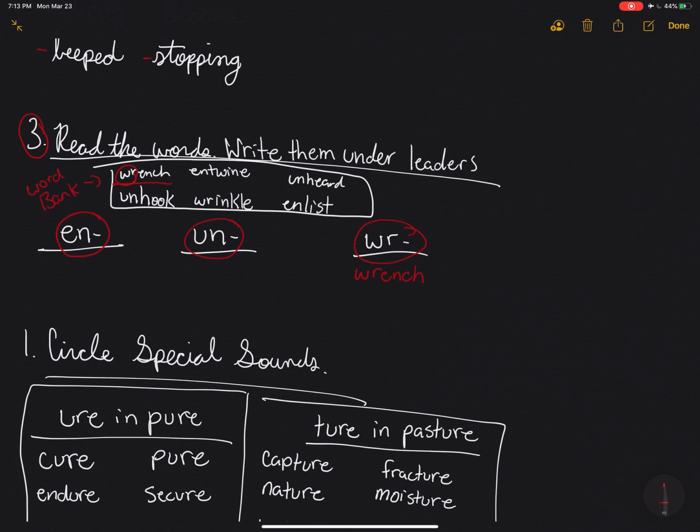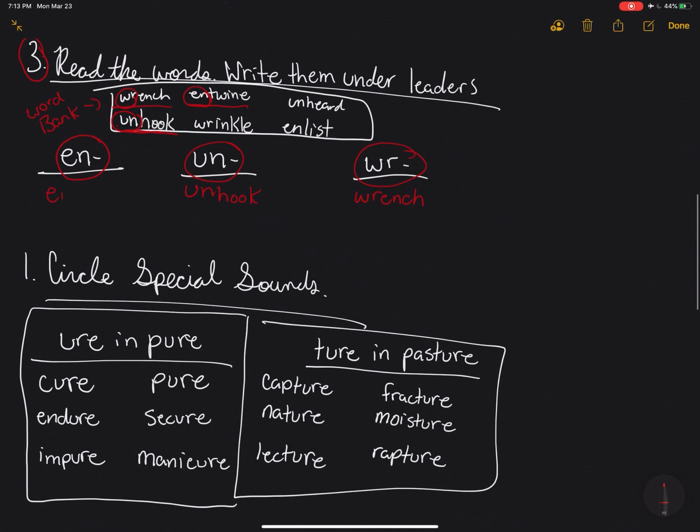We then look to the bottom of wrench, and we see the word unhook. The word unhook has a UN. You match UN to UN, and it wants you to write unhook. We then go to this word right here, where it says entwine. Entwine. We're going to see the EN, and like the other ones, you match EN to EN. And then it wants you to write entwine. Okay? Now, these other words need to go with their leader. So you see WR, EN, and UN. Your job is to get these words to go with their proper leader.